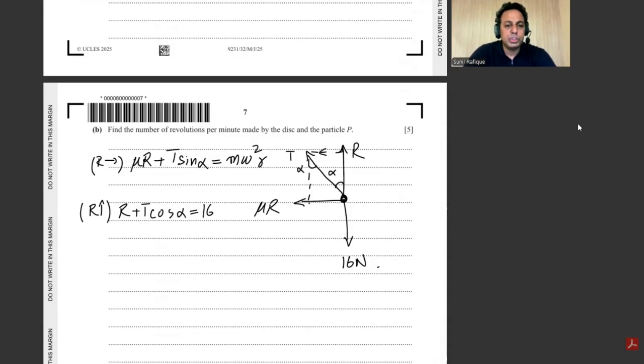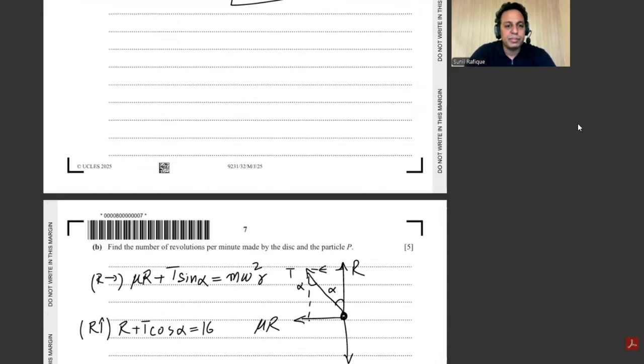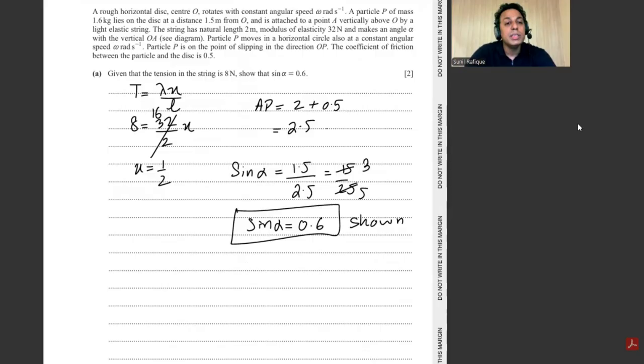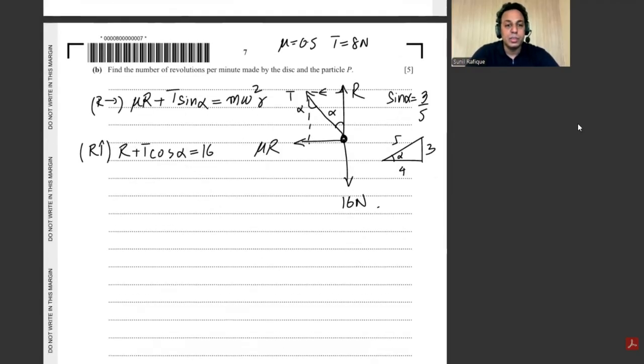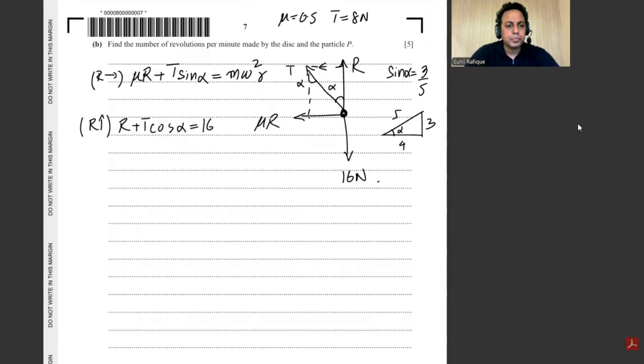Okay, so let me just check. What do I have from the previous part? I have tension. Mu is given as well. That's good. Okay, let's just write it over here. Mu is 0.5. Tension is 8 Newton. And also sine alpha, we just proved, is 0.6, which is 3 over 5. That's better. So I can just write it like this, and I can use the exact values for sine and cos. All right, so we're good to go.